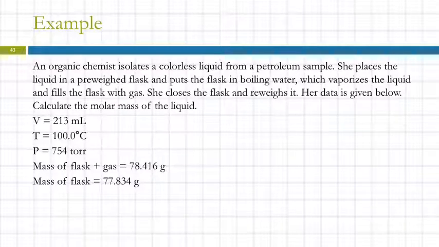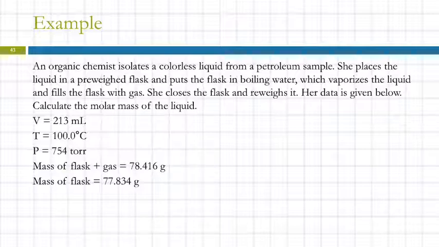So here's an example that's more like what we're going to do in lab. An inorganic chemist, an organic chemist, there's a difference, isolates a colorless liquid from a petroleum sample. She places the liquid in a pre-weighed flask and puts the flask in boiling water, which vaporizes the liquid and fills the flask with gas. She closes the flask and reweighs it. Her data is given below. Calculate the molar mass of the liquid.